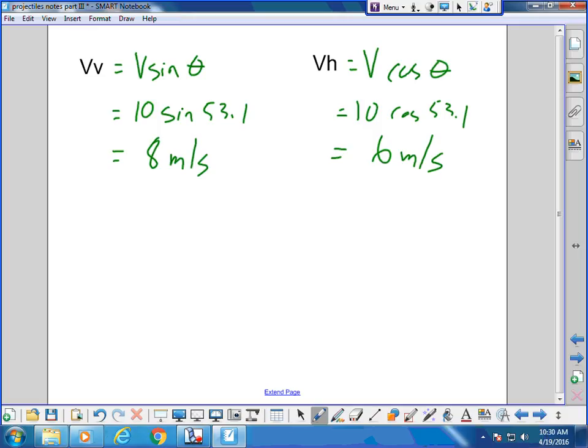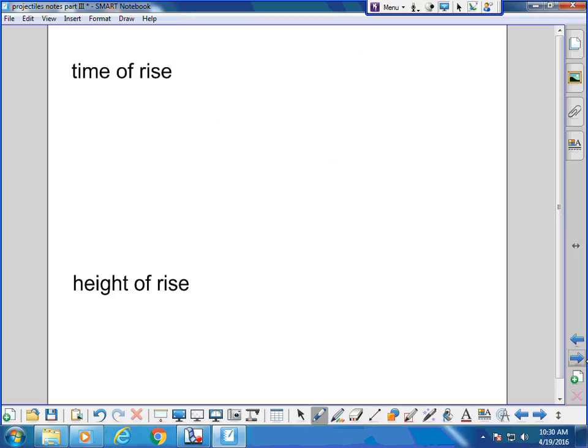Okay, so we got VV is 8, VH is 6. They're nice integer numbers. That won't happen all the time. It's just that when I got this sample, that's where it came from. So, anyways, time of rise. Okay, so it looks like this. Now, again, time of rise, we're talking about vertical. So what's important is the vertical component, which was 8, right?